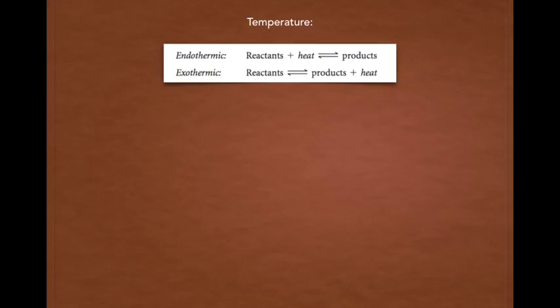For an exothermic reaction, if you increase the heat, again, imagine you're increasing the amount of a product, you're going to see a shift to the left. While if you decrease the temperature, you're going to see a shift to the right.